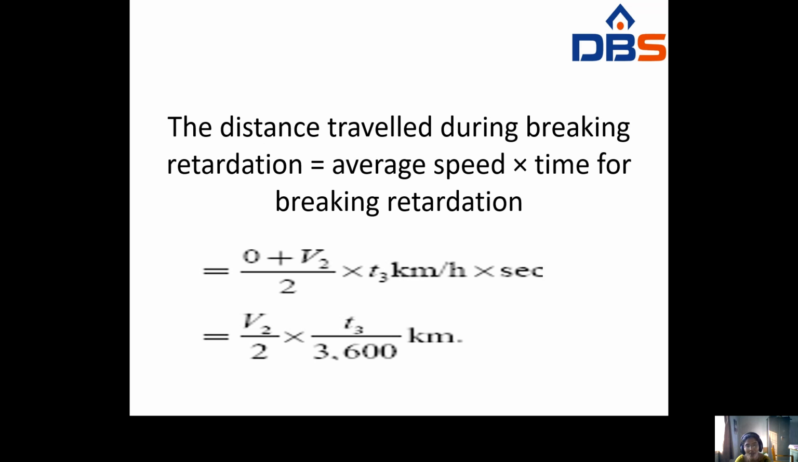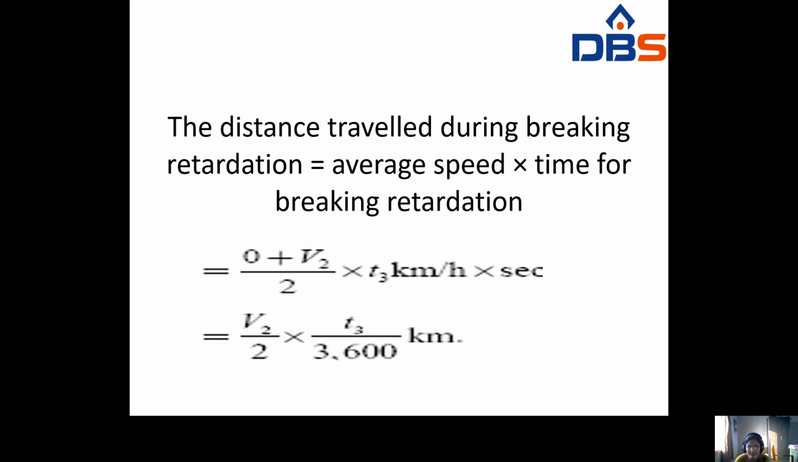Similarly, the distance traveled during the braking retardation. In braking you assume the speed is V2 plus 0 by 2 into the time for braking retardation. The time taken for braking retardation is T3 kilometer per hour per second. So here you write V2 by 2 into T3 by 3600 kilometers. Okay, finally you have to add these three distances.